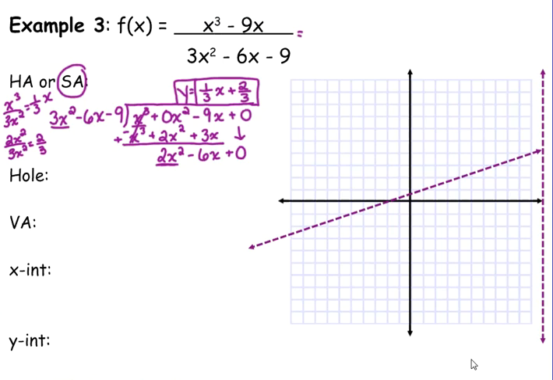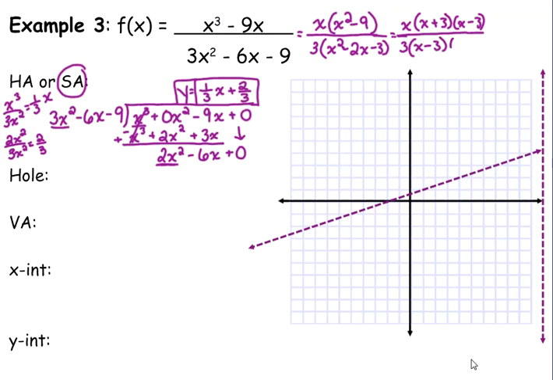Okay, moving on. Hole, we need to factor. So in the numerator, we have a GCF of x. In the denominator, we have a GCF of 3. Numerator, difference of perfect squares, x plus 3 times x minus 3. Denominator, x minus 3 times x plus 1. So our common factor is the x minus 3. That's going to give us our hole at x equals positive 3. Come up here, write your simplified equation, x times x plus 3 over 3 times x plus 1.